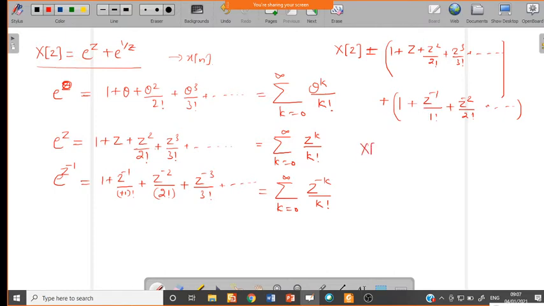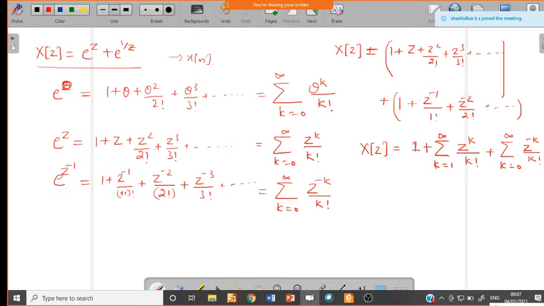Now I can write X of z as 1, which I will retain as it is, plus, now I will vary this z summation from 1. So from k equal to 1 to infinity, z power k divided by k factorial. This summation I am writing starting from z power 1, and similarly here I will write it as k equal to 0 to infinity, z power minus k by k factorial. Okay, so I am writing it like this.